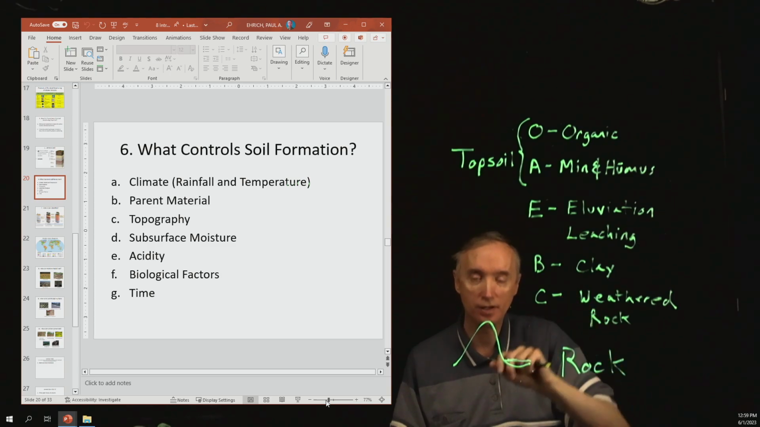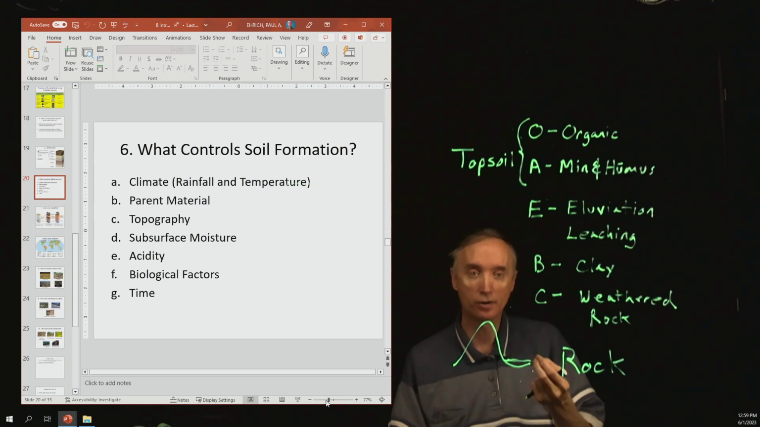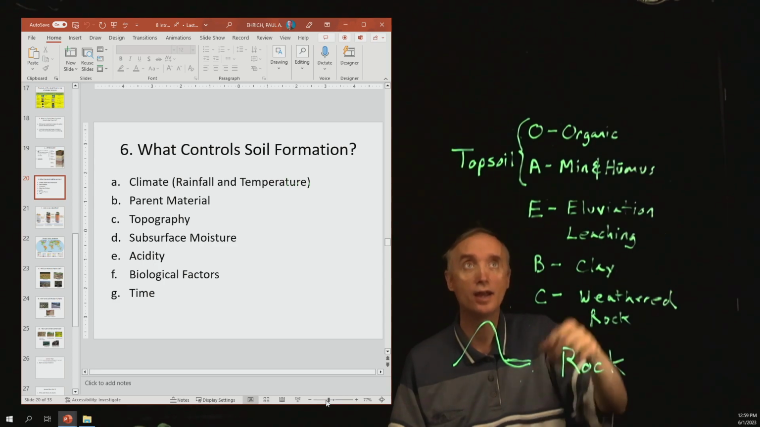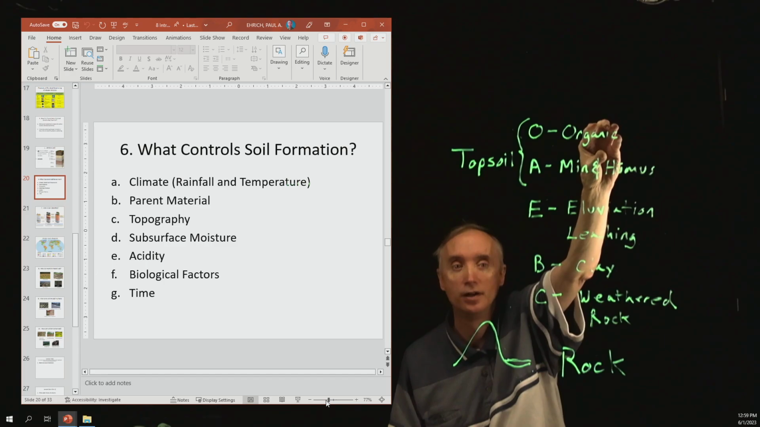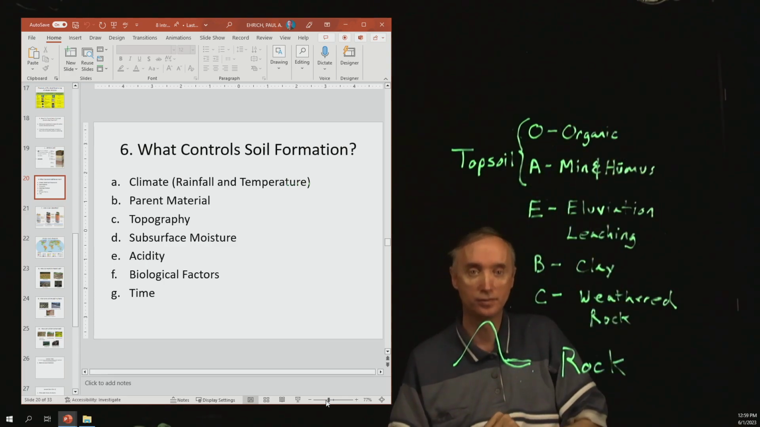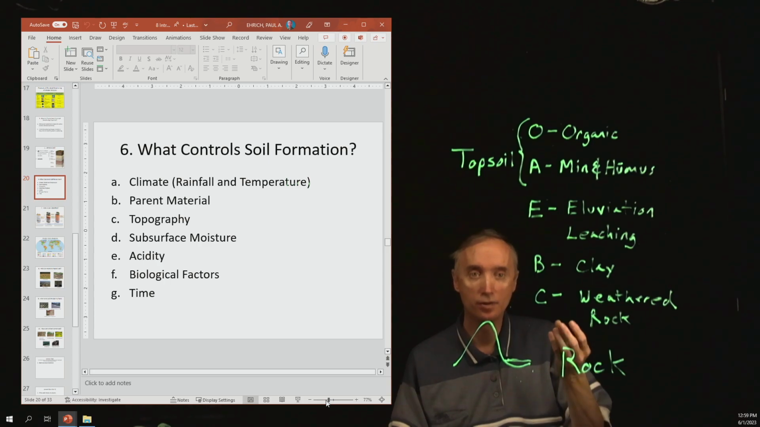So the acidity of the water inside the ground is also going to determine what kind of topsoil you're going to end up with. Then biological factors. So if you don't have any organic material, you can't turn it into soil. So it depends on what kinds of living organisms are present. And then time. So it takes time to make topsoil. The longer time goes on, the more topsoil that you develop.